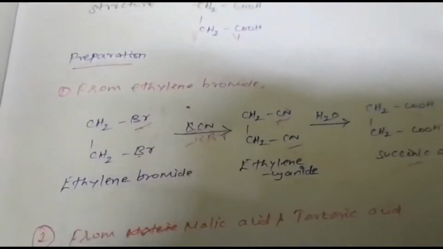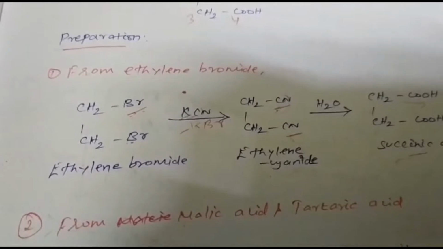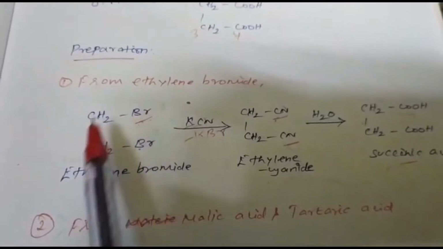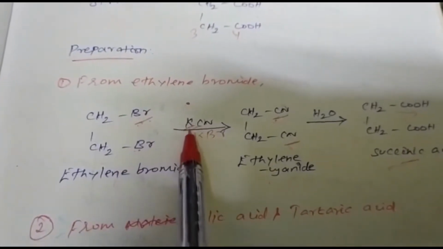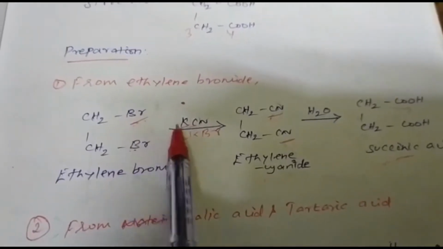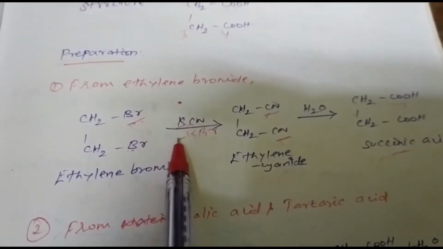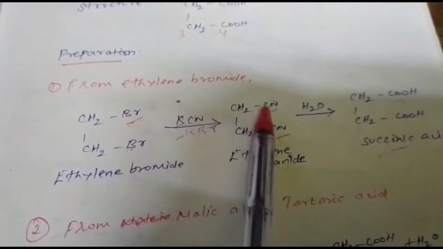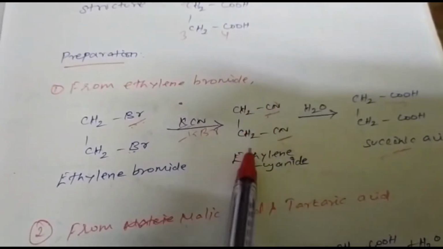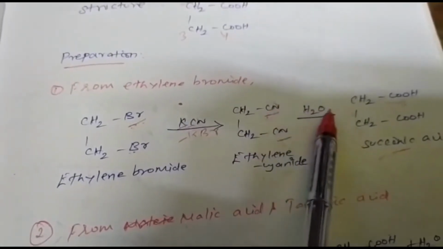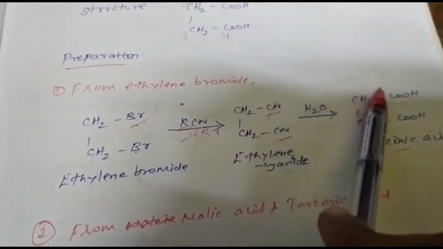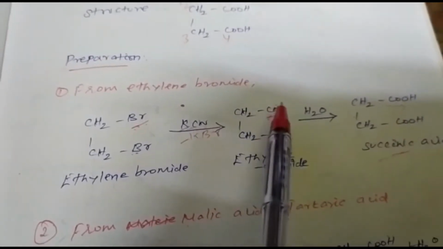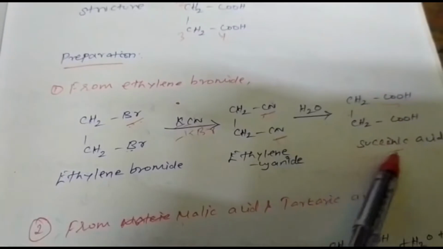So next, preparation. The first preparation is from ethylene bromide. This is the structure of ethylene bromide, CH2Br, CH2Br, which is treated with potassium cyanide. The potassium and bromine combine together and are removed as KBr, and the cyanide group is substituted instead of bromine, so it converts to ethylene cyanide, CH2CN, CH2CN. It undergoes hydrolysis. The CN groups are converted to acid groups, so both the cyanide groups are converted to acid groups to get succinic acid.